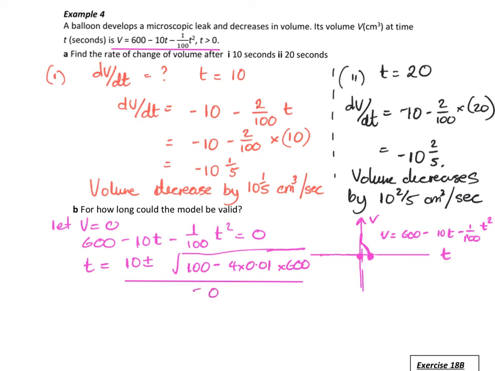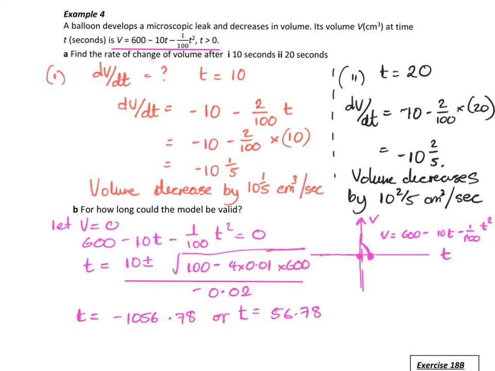negative 0.02, that is, minus b plus or minus the square root of b squared minus 4ac on 2a. You still probably need your calculator to do that anyway, and so when you work that out, you get t is equal to negative 1056.78, or t is equal to 56.78.